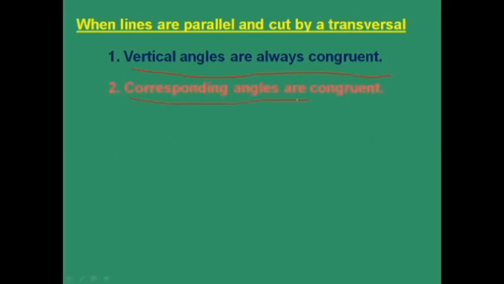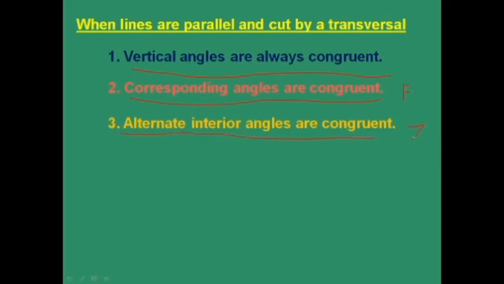So in this part we learned that when lines are parallel and cut by a transversal, vertical angles are always congruent, and corresponding angles are congruent. Remember, for corresponding angles, the English alphabet F. Then alternate interior angles are congruent. To identify alternate interior angles, remember the English alphabet Z. And last, the sum of interior angles on the same side of the transversal is 180 degrees.